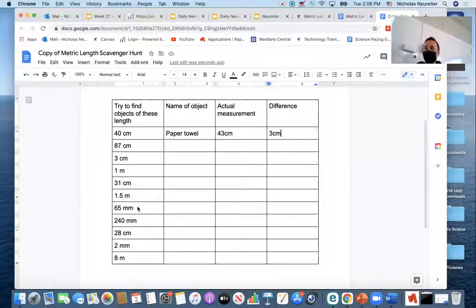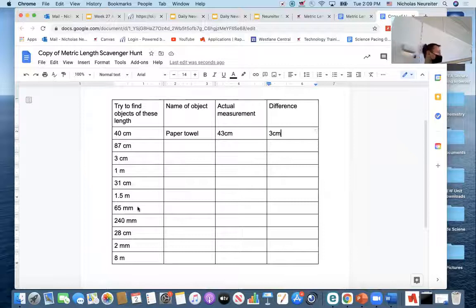Then there is 65 millimeters. Those little lines on the meter sticks here are millimeters. So 1 centimeter is 10 millimeters. So 65 millimeters would be 6.5 centimeters. So about that big. 240 millimeters would be 24 centimeters. So that would be about that much. 28 centimeters is next, a little bit bigger than the 240 millimeters. And then 2 millimeters, which is just 2 of those tiny little lines on there. And then 8 meters, which is 8 meter sticks.